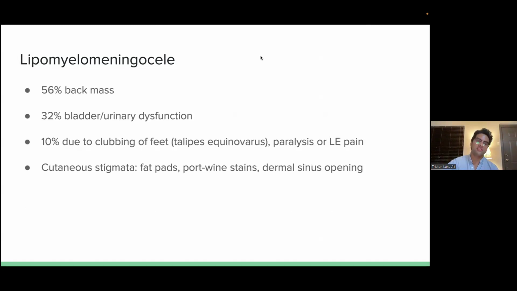So how can these patients present? 56% of patients present with some mass at the back. 32% can present with bladder and urinary dysfunction, and the literature says for early urology consult, but not to delay treatment. 10% can present with clubbing of the feet, paralysis, or lower extremity pain. And some may have other cutaneous stigmata, such as fat pads, port wine stains, and dermal sinus openings.